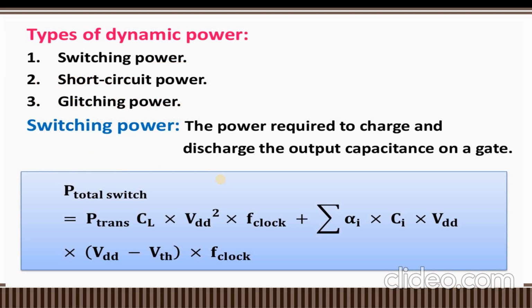Let's see the further classification. What are the different types of dynamic power dissipation we have? We have mainly three types: switching power dissipation, short circuit power dissipation, and glitching power dissipation. Let us discuss switching power dissipation. The power required to charge and discharge the output capacitance is called switching power dissipation. From this formula, the switching power dissipation is directly proportional to the load capacitance, the square of the supply voltage, and the frequency.